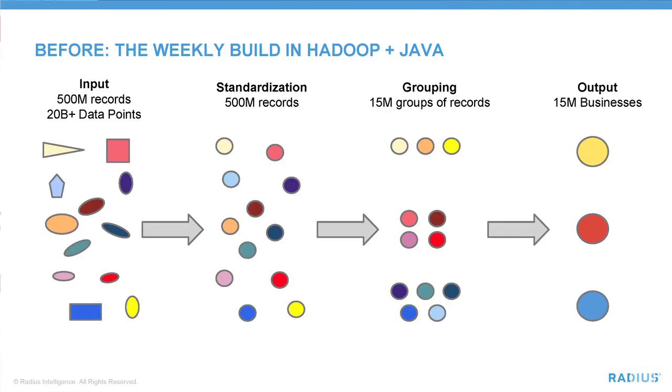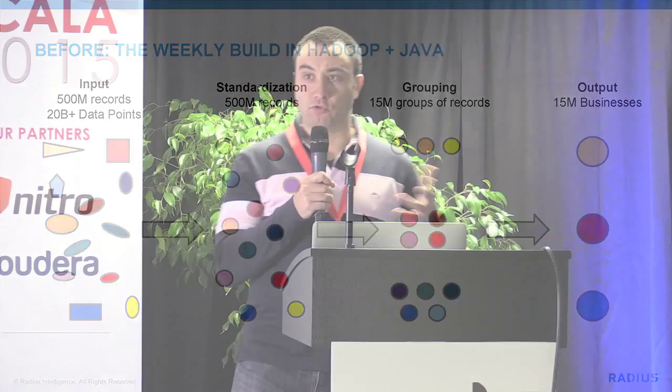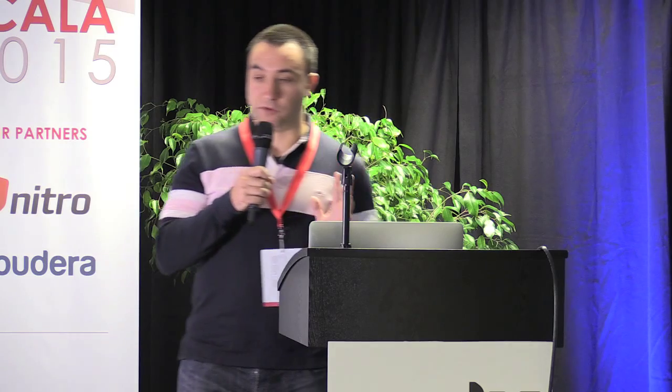So before, in the Hadoop and Java world, this is how we would do it. So first, as an input, we had 500 million records. Those records would be things we crawled on the web, data that we paid for, public record data as well. And those 500 million records represented roughly 20 billion data points. And so first we would standardize it, and then we would group records that we think represented the same business together and create a business out of each group that represented roughly 15 million businesses.